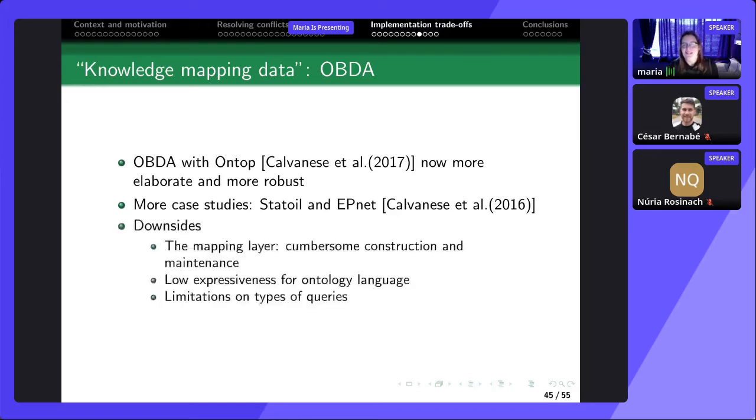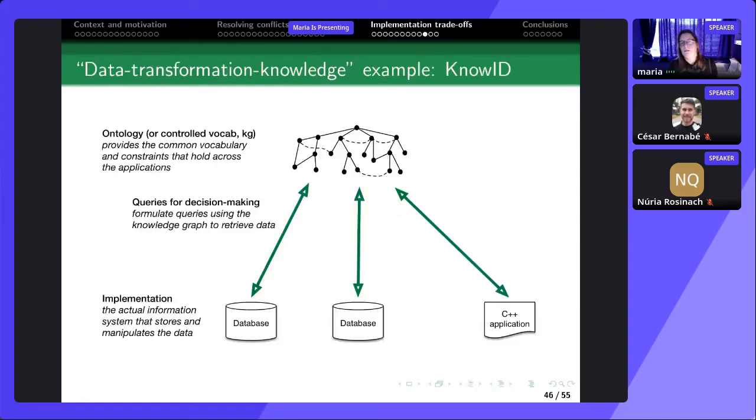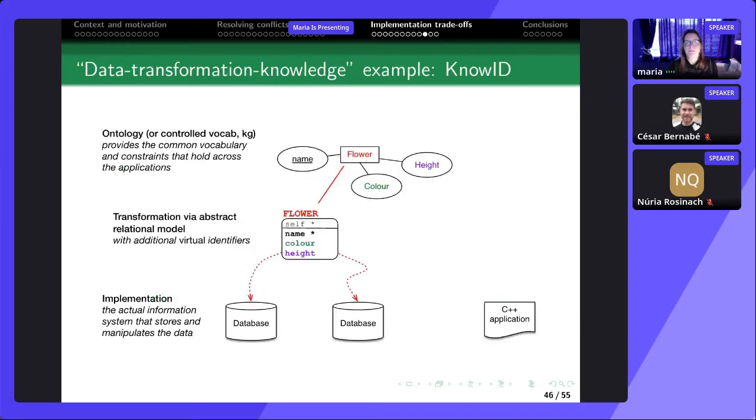The downside of this approach with the mapping layer is it's cumbersome to construct and maintain. So when you have defined it and specified it, you actually do not want to touch it, and you just hope that nothing changes in the system. The other one that I mentioned was a low expressiveness for ontology languages, and there are the limitations on the type of query. So we came up with another approach that would solve these kind of problems.